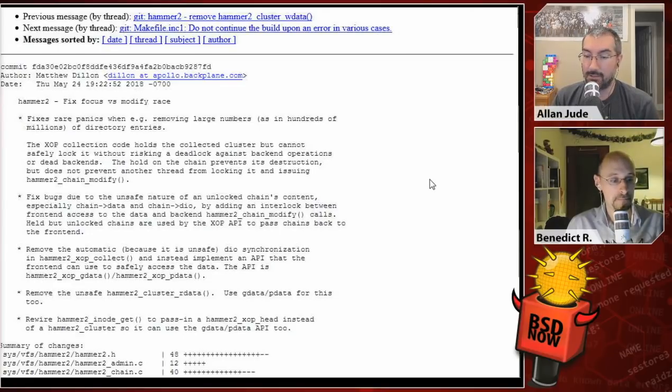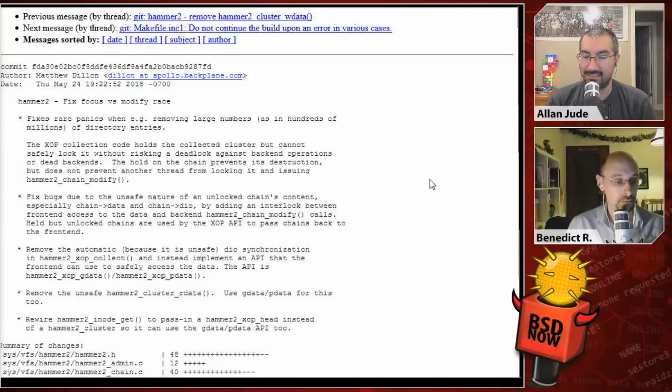This fixed bugs due to the unsafe nature of the unlocking of the chain's content, especially chain data and chain DIO, by adding an interlock between front-end access to the data and back-end hammer-to chain modify. Held but unlocked chains are used by the ZOP API to pass chains back to the front end. It also removed an automatic, because it is unsafe, DIO synchronization from the hammer-to ZOP collection, and instead implemented an API that the front end can use to safely access the data.